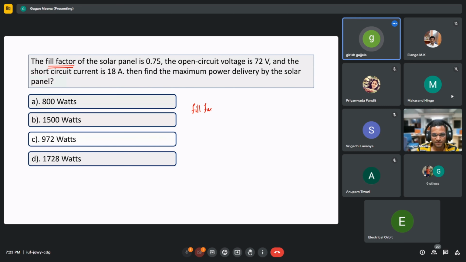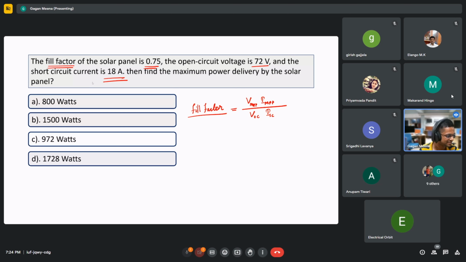Vm Im by Voc into Isc. Yeah. So it's Vm, voltage at maximum power point, Im, current at maximum power point, Voc, open circuit voltage, and Isc, short circuit current. It's given that the fill factor of a solar panel is 0.75, open circuit voltage is 72, short circuit current is 18 ampere, then you have to find the maximum power delivered by the solar panel. So what will be the answer? Can you quickly find out?